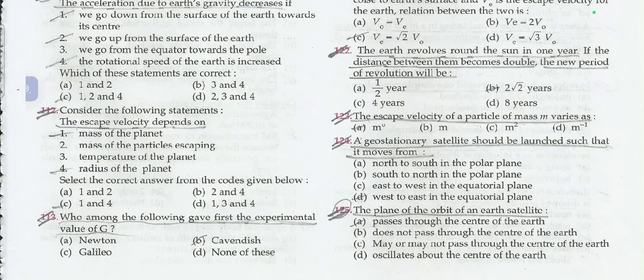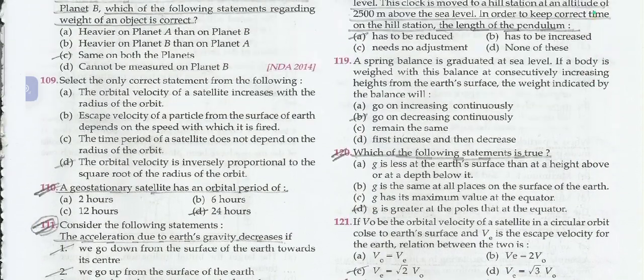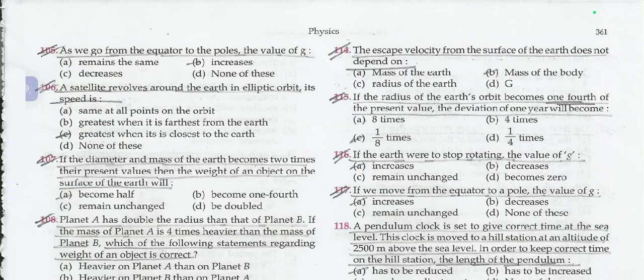Who among the following gave first the experimental value of g? Cavendish. The escape velocity from the surface of the earth does not depend on mass of the body. If the radius of the earth's orbit becomes one-fourth of the present value, the duration of 1 year will become 1 by 8 times. If the earth were to stop rotating, the value of g increases.